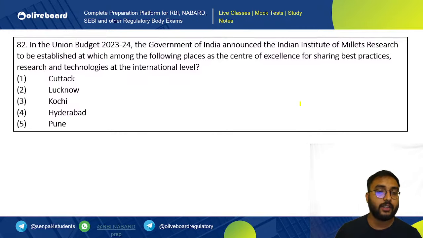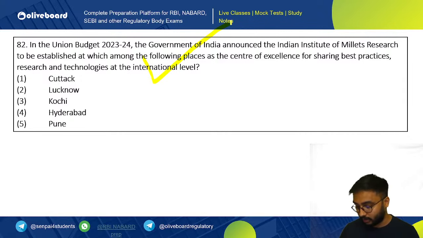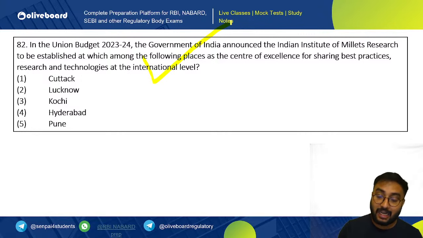Next, in the Union Budget 2023-2024, the Government of India has announced the Indian Institute of Millet Research to be established at which of the following places? Very, very important VIP question. Cuttack, Lucknow, Kochi, Hyderabad, Pune. So the answer here is Hyderabad.